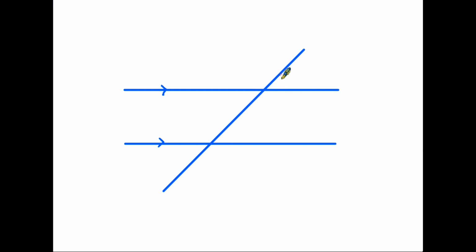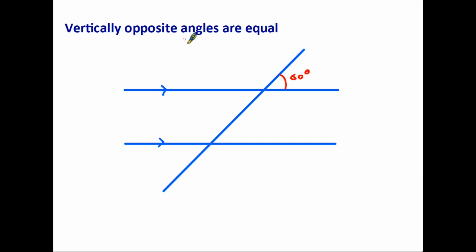Let's start then by putting a number to one of the angles. And let's say, for instance, that this angle here is 60 degrees. The first angle law tells us that vertically opposite angles are equal. This means where we are looking at two cross lines here, if the angle that we've already highlighted is 60 degrees, the angle on the other side is also 60 degrees.